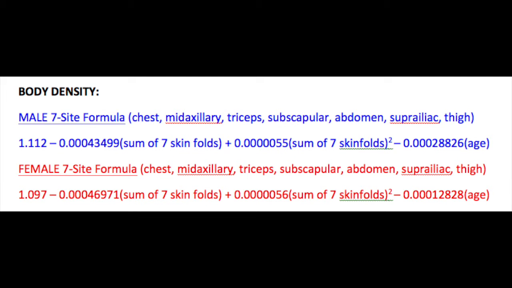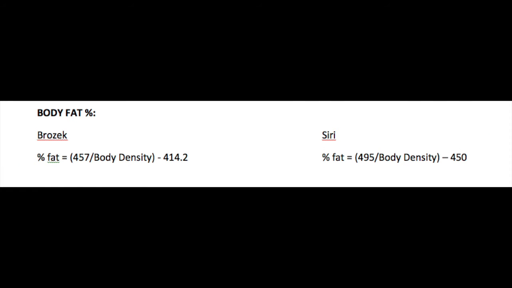These are the body density formulas for male and female. The 7-site formula includes the chest, mid-axillary, triceps, subscapular, abdomen, suprailiac, and thigh skin fold measurements. Once body density is calculated, you can use the Brozek and Siri equations in order to find the body fat percentage.